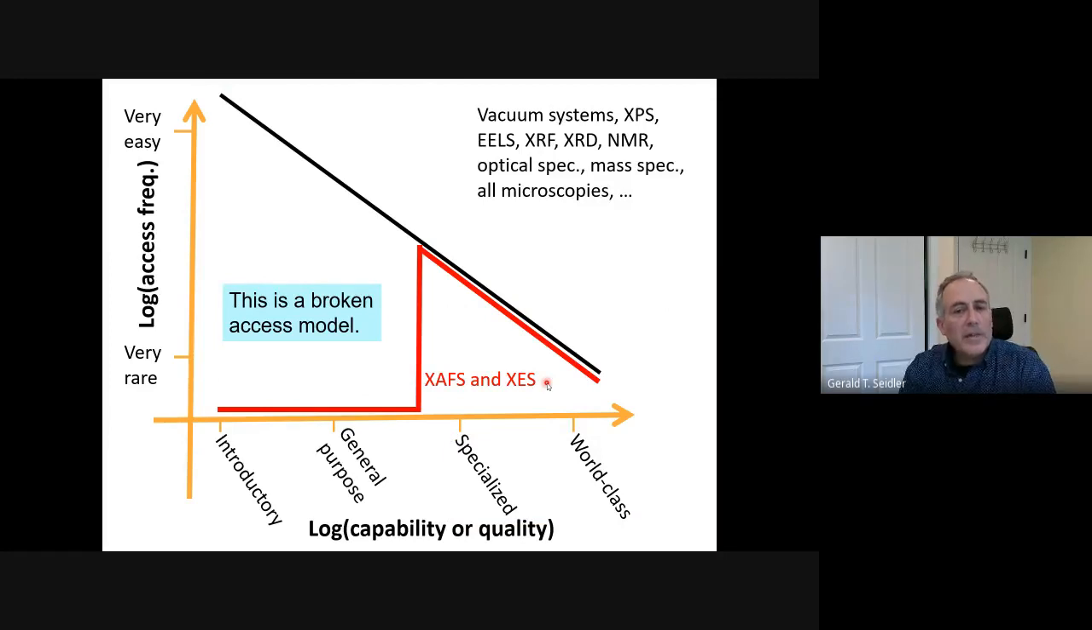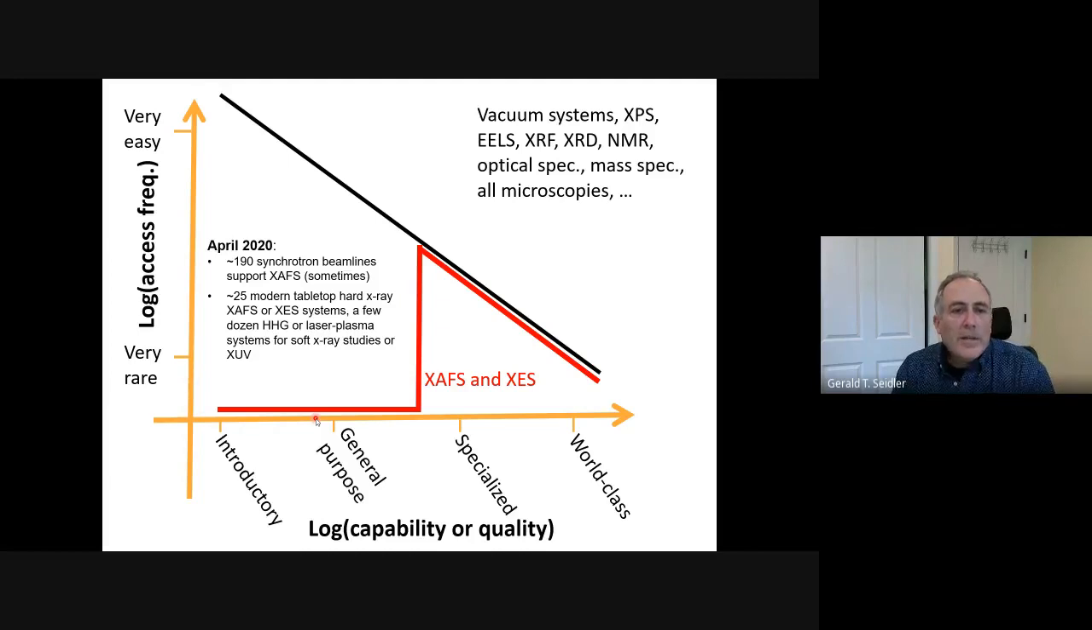And coming back to this figure, you say, okay, yes, there's an access shortage here, but something just looks broken down here. As of this month, there are about 190 synchrotron beamlines that support XAFS at least sometimes. And each of the big round buildings, the synchrotrons, can have up to 60 X-ray beams operating at the same time. So that's why this number is so much larger than the number of big round buildings.